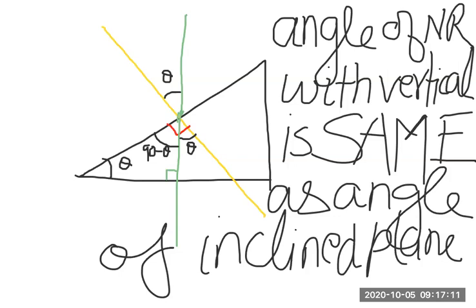The other proof is that I know that this is 90 degrees. So if this angle is 90 minus theta, and this angle is 90, then this angle should also be theta.